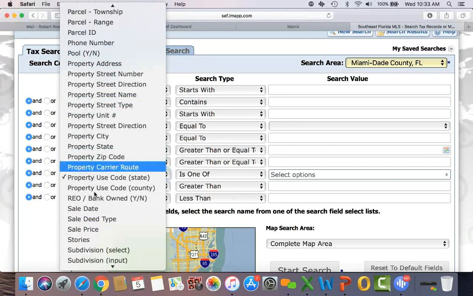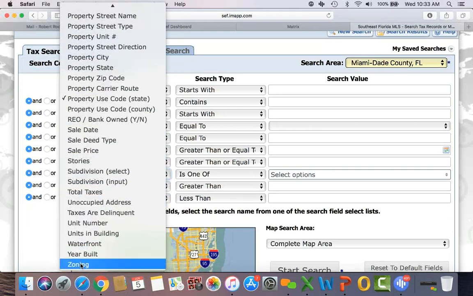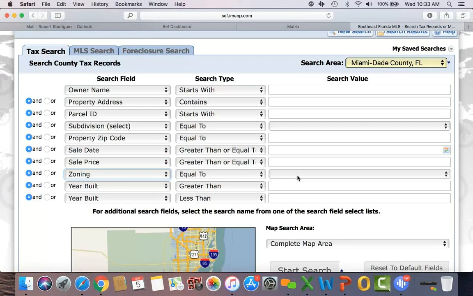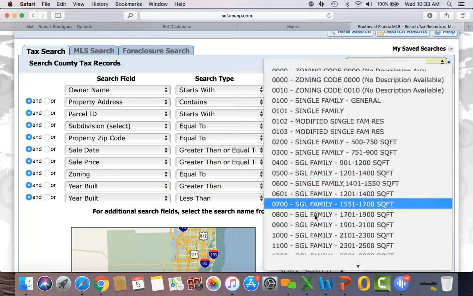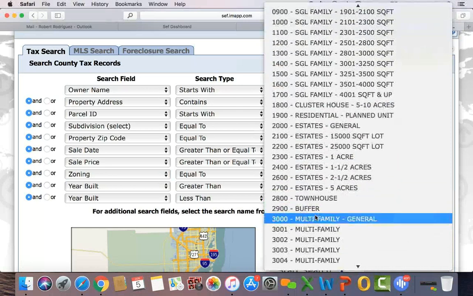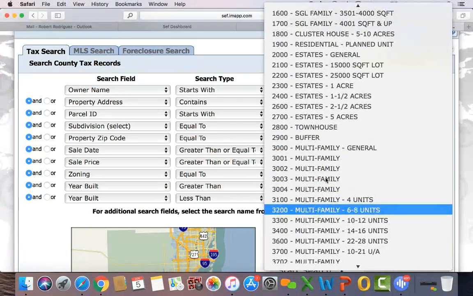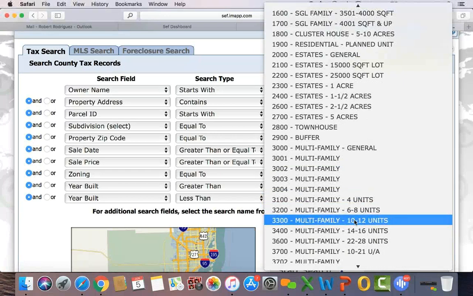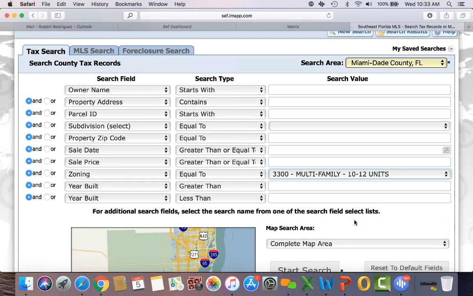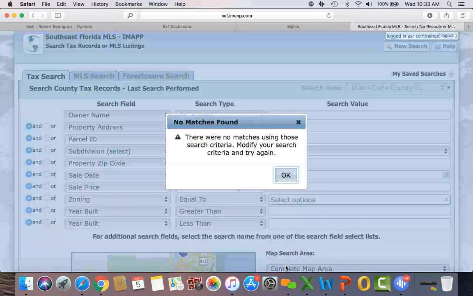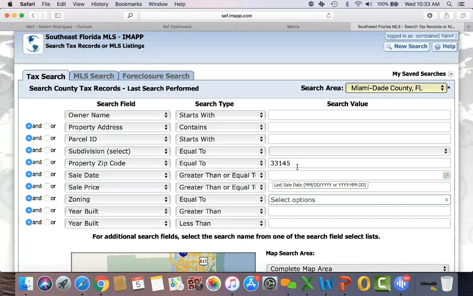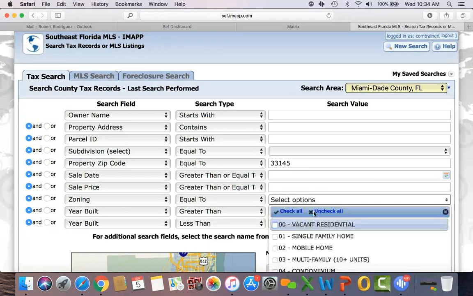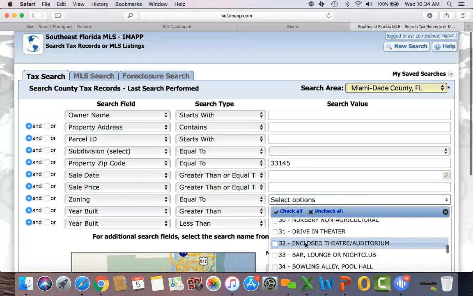So you do have to open up one of the drop-down menus on the left and look for zoning, which is down here. Zoning allows you to look for the specific zoning type that you would like to use for your sales. So you got zoning as multifamily, you got zoning multifamily 4 units, 6 to 8 units, 10 to 12 units. So we got 10 to 12 units. And then once again, you want to do zip code 33145. And there are no matches. So no matches for the zoning type that we just used there.